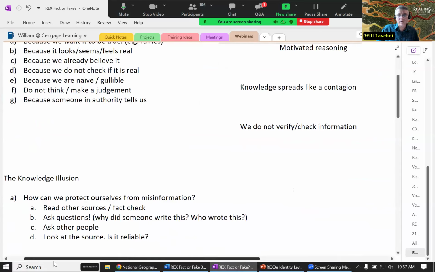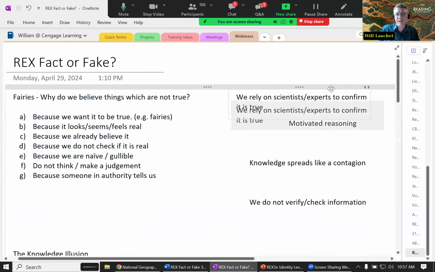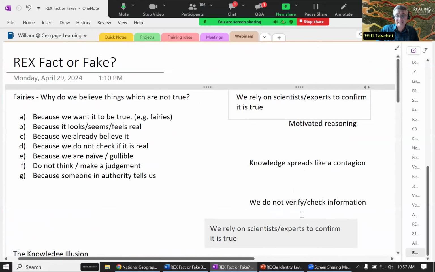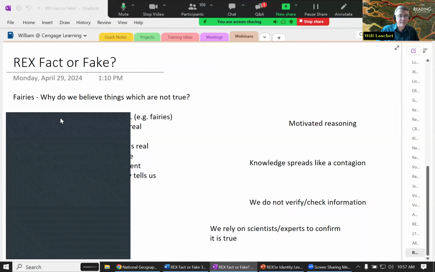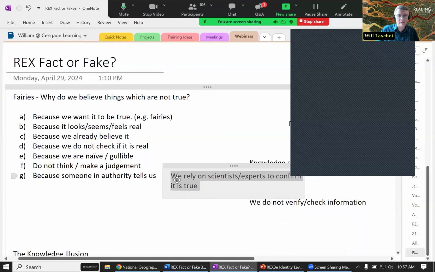Okay, so these are the ones that we got from the reading. Do any of these match? So let's look at this one here. We said earlier that in the text it told us we rely on scientists or experts to confirm it is true. So did we say that earlier? This one, relying on scientists or experts, was that the same as what we said? We did, didn't we? So we said that it was the same as G, wasn't it? Because someone in authority tells us. Well done.